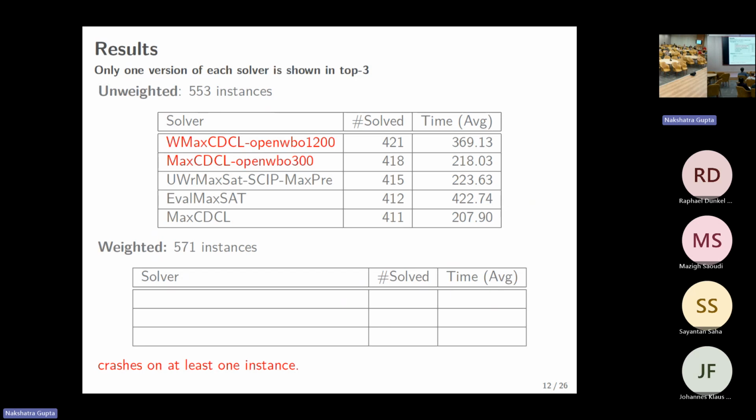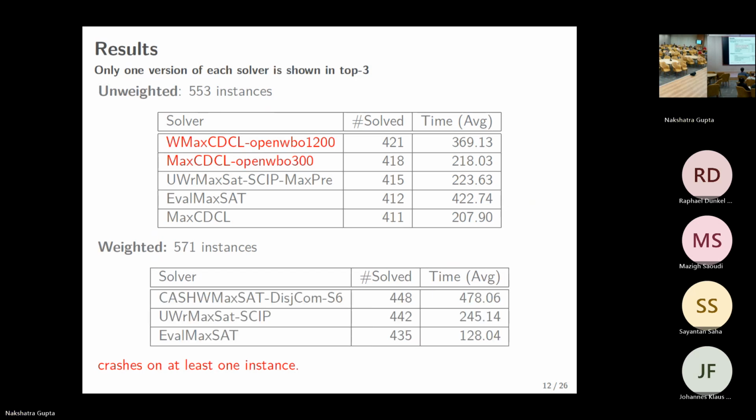But for now, WMaxCDCL together with OpenWBO did the best with a slight asterisk risk, followed by UVRMaxAd, EvalMaxAd, and MaxCDCL. In the weighted track, it was core guided solvers all the way, Cache in the front, UVR, and then Eval.